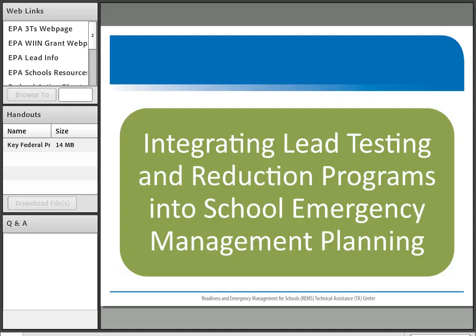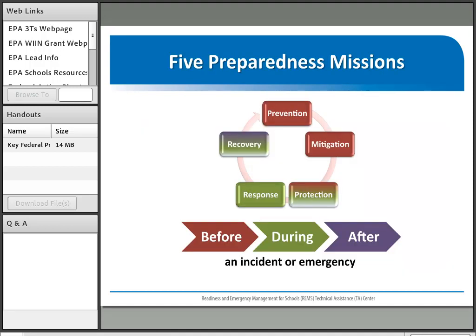Let's go ahead and take a look then at integrating lead testing and reduction programs into the larger picture of school emergency management planning. The National Preparedness Mission areas, and Madeline has already mentioned these, prevention, mitigation, protection, response, and recovery. They describe the nation's approach to preparedness and define preparedness around those mission areas.